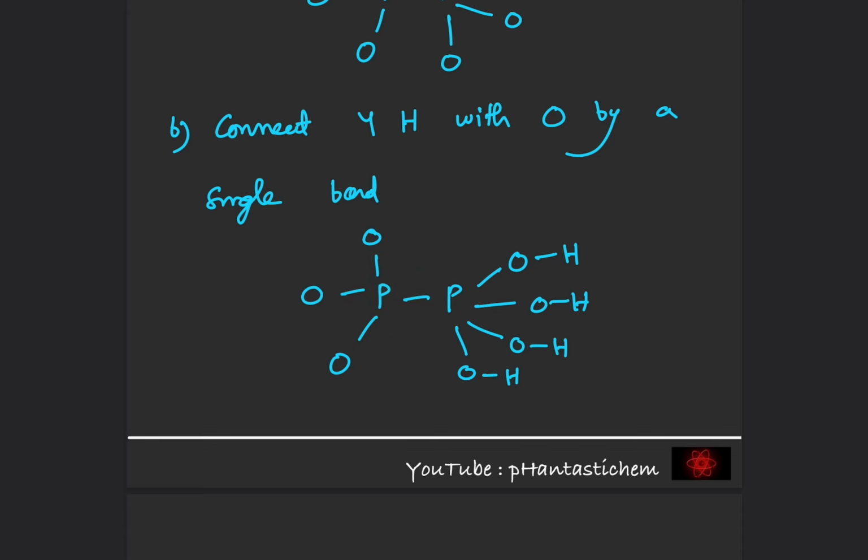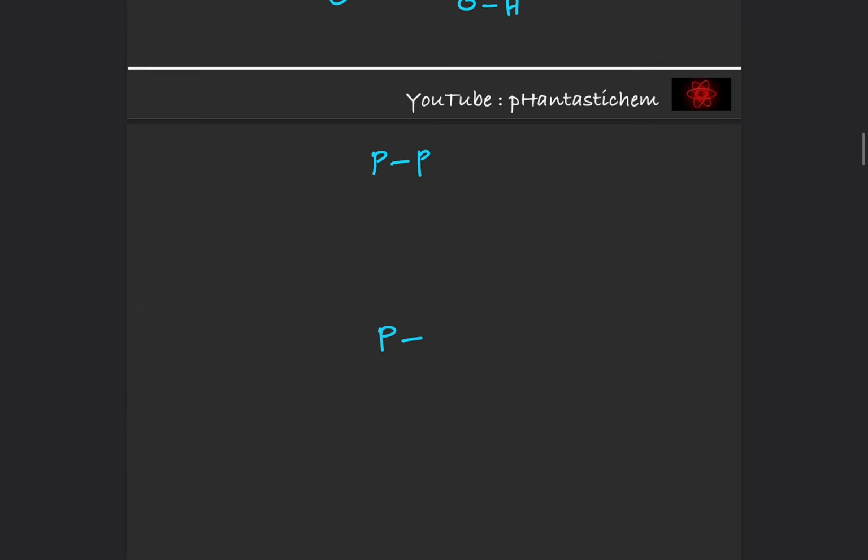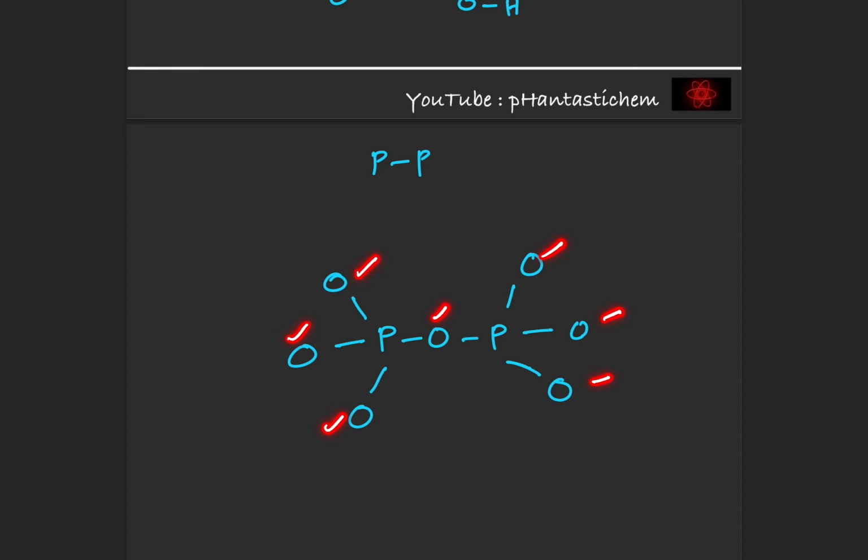So therefore there is actually an oxygen between this phosphorus and this phosphorus. So we connect an oxygen between phosphorus and phosphorus. Instead of having P single bond P, we actually have a P single bond O single bond P, right? And then we connect all the 7 oxygens with phosphorus by single bond. So 1, 2, 3, 4, 5, 6. So we have 1, 2, 3, 4, 5, 6, 7, right?